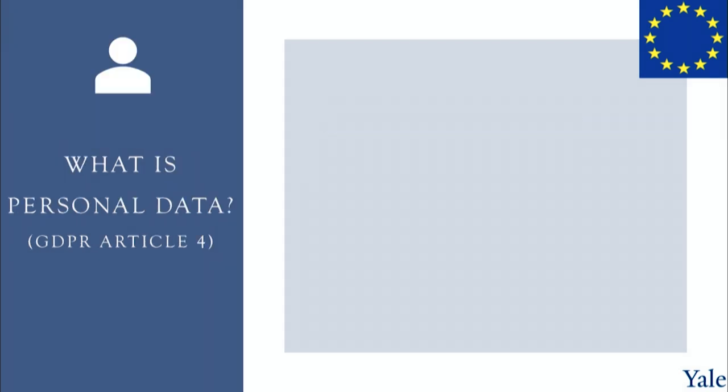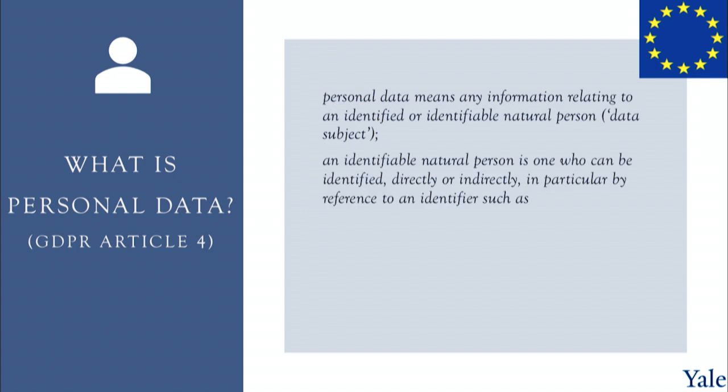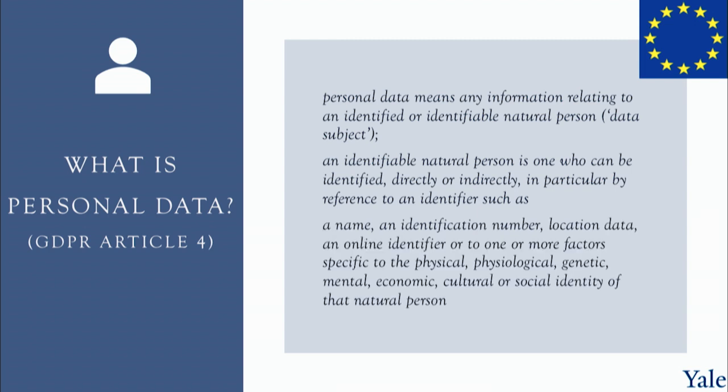So what is personal data? This is GDPR Article 4. Personal data means any information relating to an identified or identifiable natural person, a data subject. An identifiable natural person is one who can be identified directly or indirectly, in particular by reference to an identifier such as, and please note that these lists are not meant to be exclusive, these are examples: a name, an identification number, location data, an online identifier, one or more factors specific to the physical, physiological, genetic, mental, economic, cultural, social identity of the natural person. So here we're now getting out into the cultural identity of a person. So this is a general data protection regulation, not just a medical regulation.